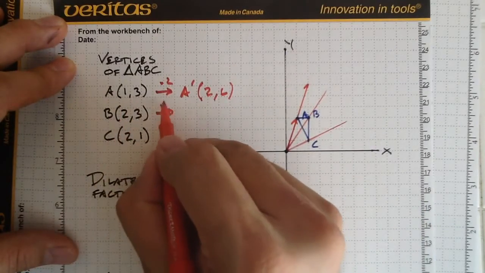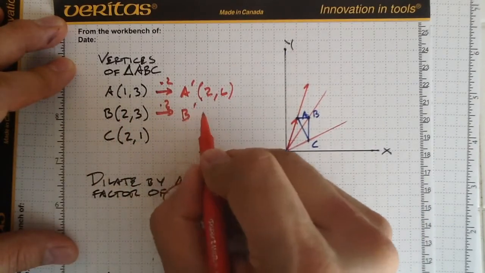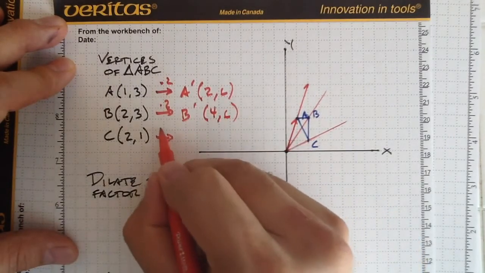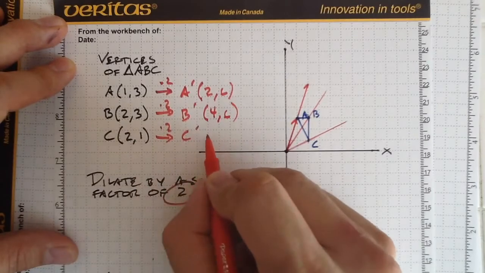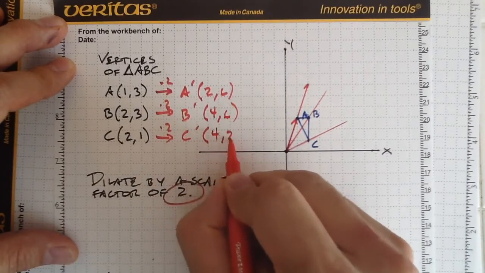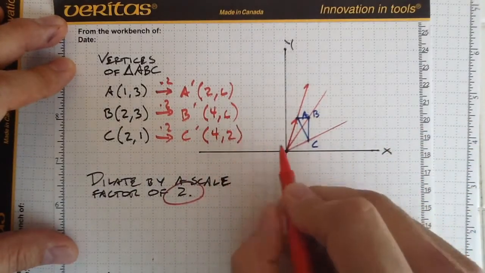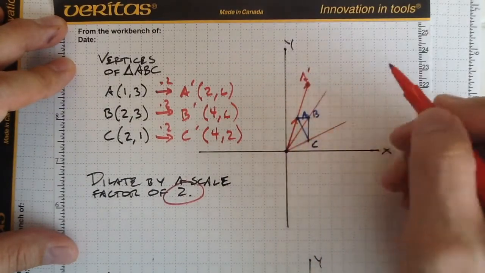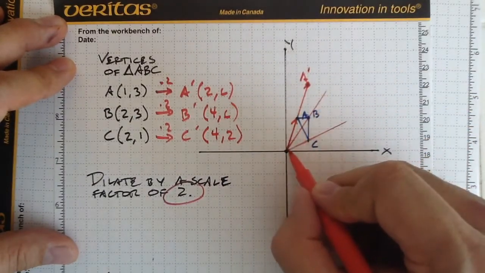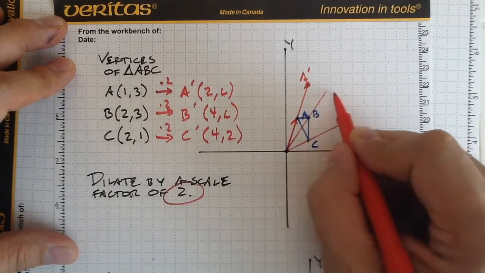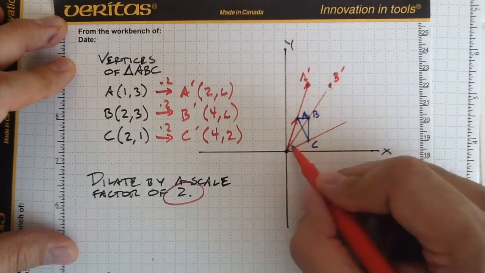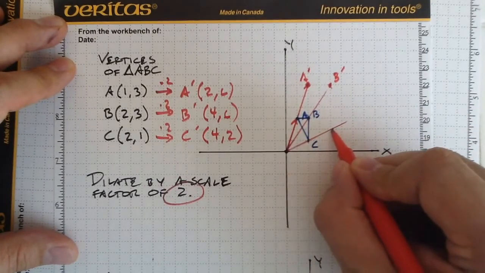Same thing here for B. I'm going to multiply everything by 2, get B prime, which will be 4, 6. And multiply this one by 2, and I'll get C prime at 4, 2. So 2, 6 is right here. That's A prime. B prime would be at 4, 6, which would be right here. And C prime would be at 4, 2.